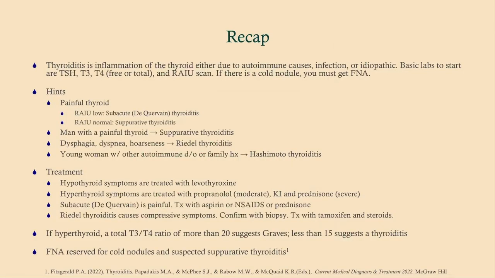So to recap, thyroiditis is inflammation of the thyroid, either due to autoimmune causes, infections, or it can be idiopathic. The basic labs to start out with are the TSH, T3, and T4, and the RAIU scan. The only big exception to this is Riedel's thyroiditis. Some hints. If you have pain, then you're either dealing with de Quervain's subacute or a suppurative thyroiditis, an infection. And the way you can differentiate this is that if you have a low RAIU, you have some destruction of the thyroid. And so that's going to be a low uptake. Whereas if you have suppurative thyroiditis, the thyroid is actually working pretty well, so you'll have a normal RAIU.